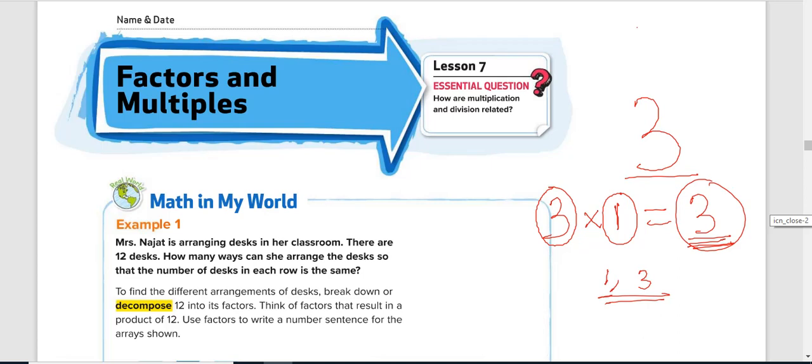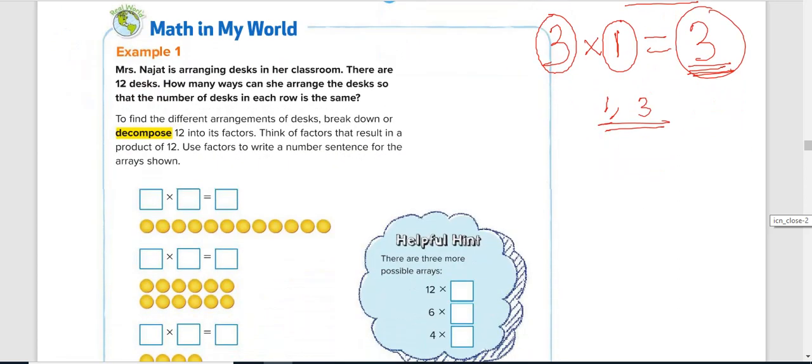Okay, quickly let's look at example number 1. In this example, our focus is to look for the factors of 12. Factors of 12. So don't forget, start with the number itself. Times 1 will give you 12. If you count all these yellow balls here, it gives you 12. So we have 12 and they are all arranged in one row. So that's why 12 times 1 will give you 12.